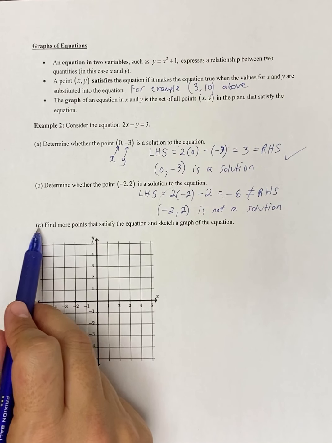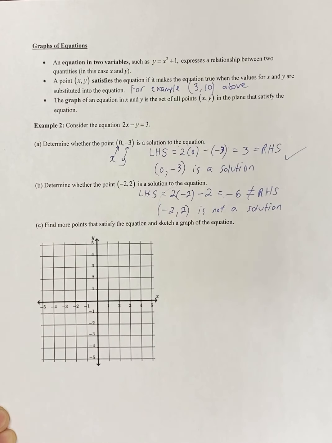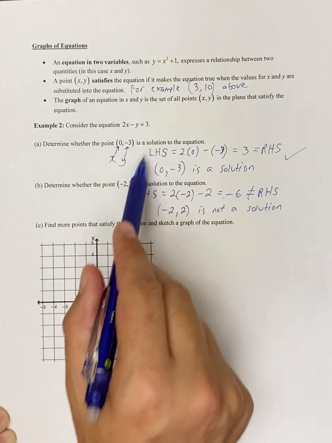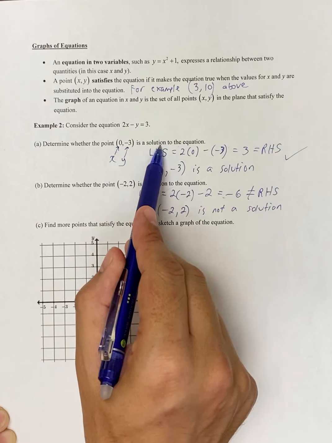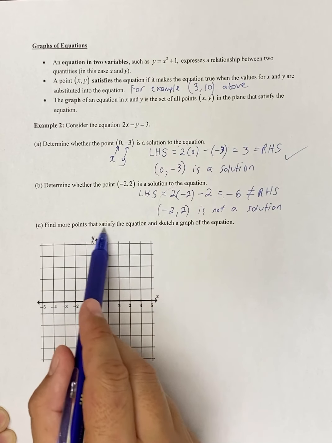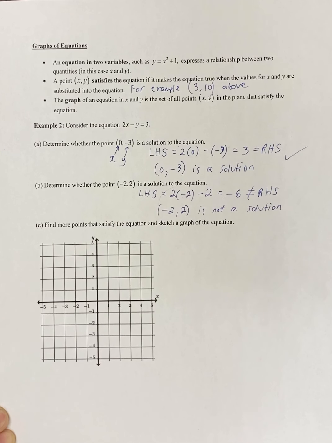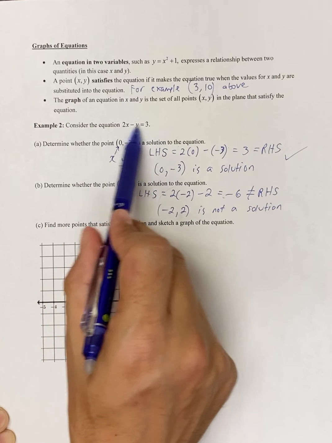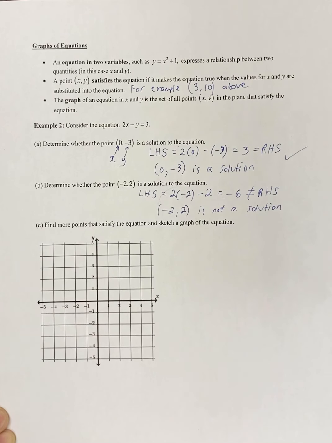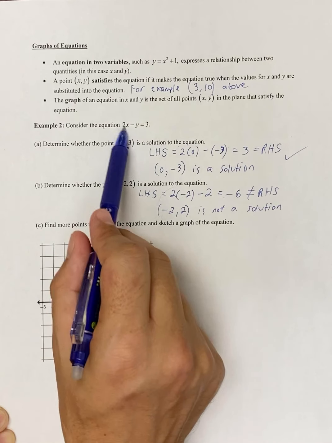So what we're now asked to do is just find more points that do satisfy the equation. And just to be clear on the vocab there, when I say that something is a solution of the equation or that something satisfies the equation, those are synonyms. Those are just two different ways of saying the same thing. So this is one point that satisfies the equation. We're just asked to find more of them and to find enough, in fact, that we can confidently sketch the graph.